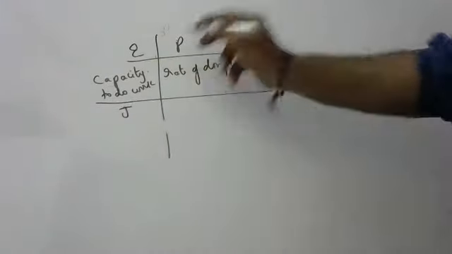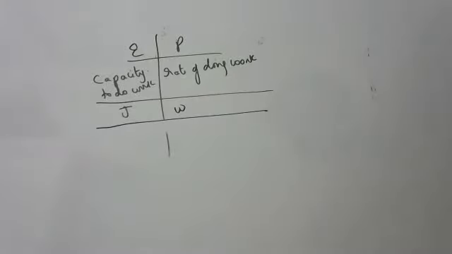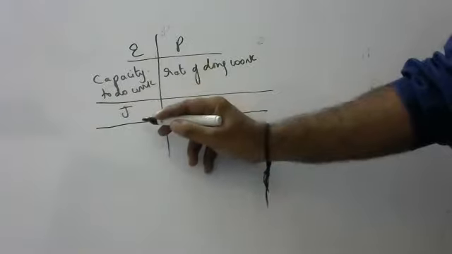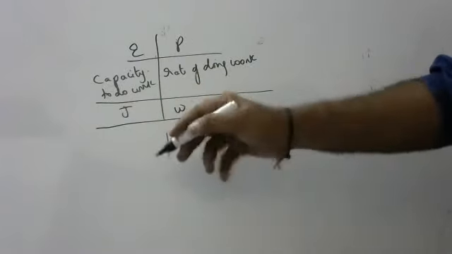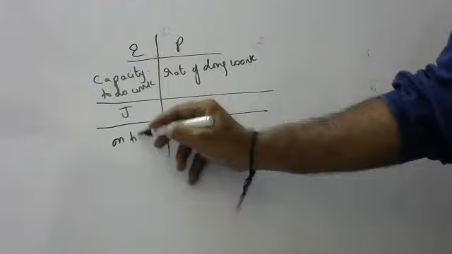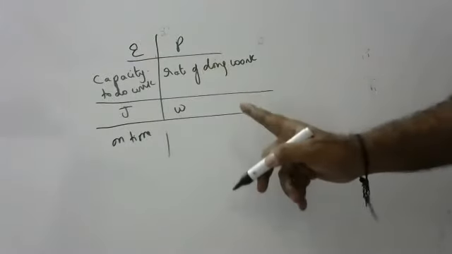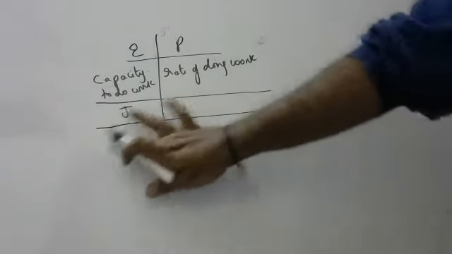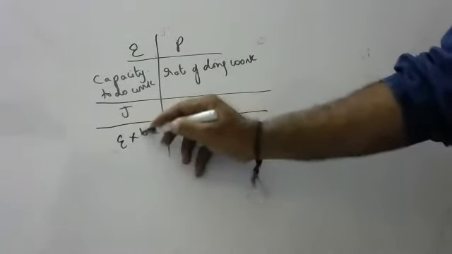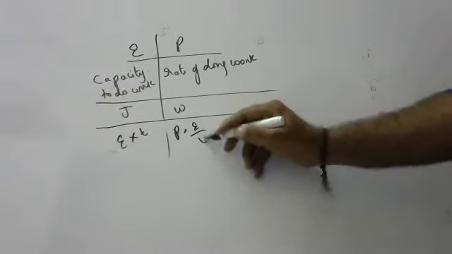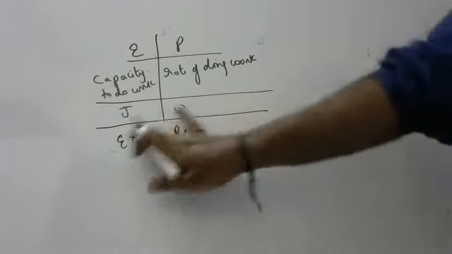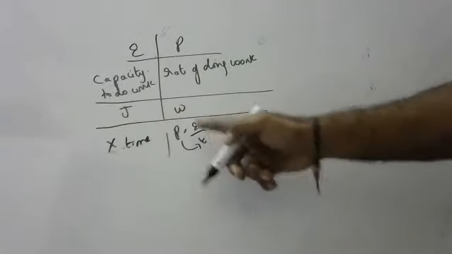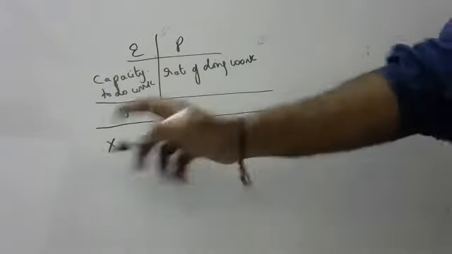Energy units in joules, power units in watts. Okay, children? Whatever energy we are spending depends on time, whereas power depends on time in which energy is spent. Reverse, children. Energy does not depend on time, but power depends upon time. Why? Because power is energy by time. Yes, power depends on time, but energy does not depend upon time.